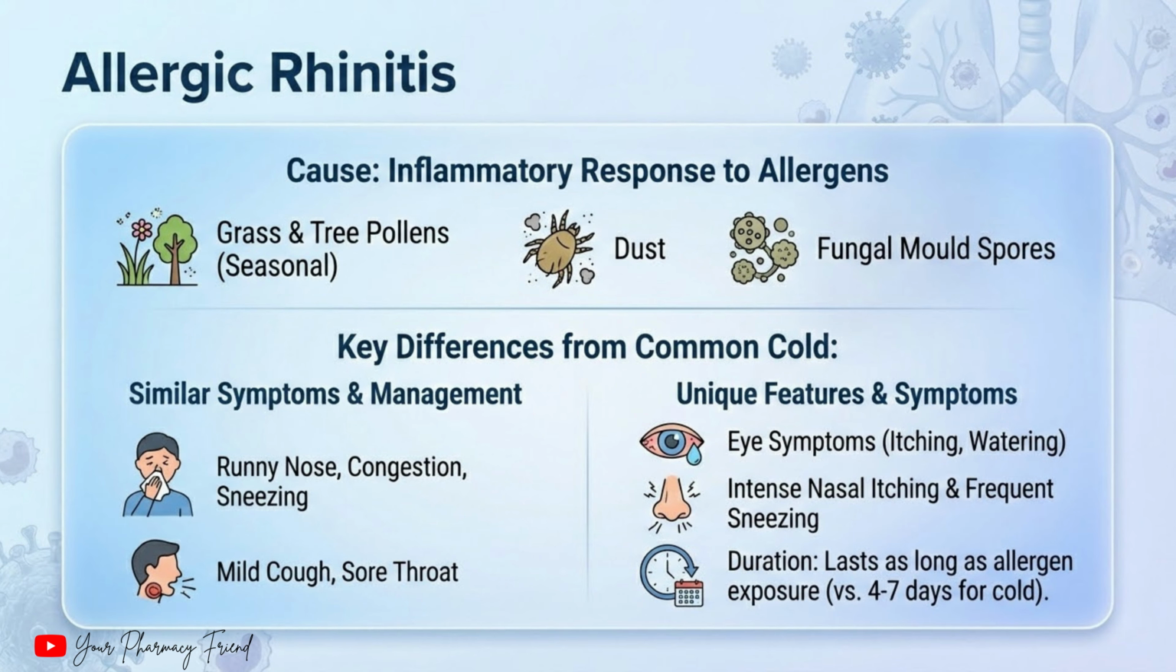Allergic rhinitis is an inflammatory response to allergens such as pollens, dust, or fungal spores. Similar to the common cold, it presents with a runny nose, congestion, sneezing, and a mild cough. Unique features include intense nasal and eye itching, and symptoms last as long as the allergen exposure, unlike a cold.